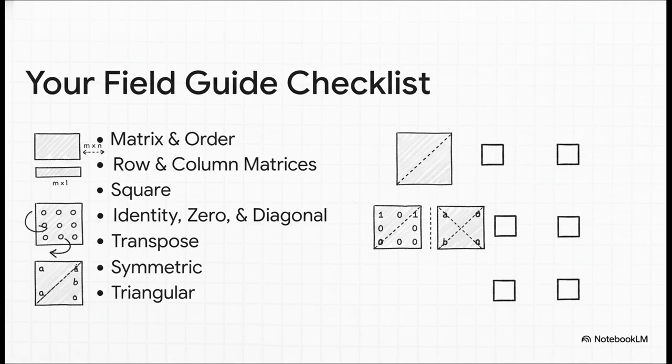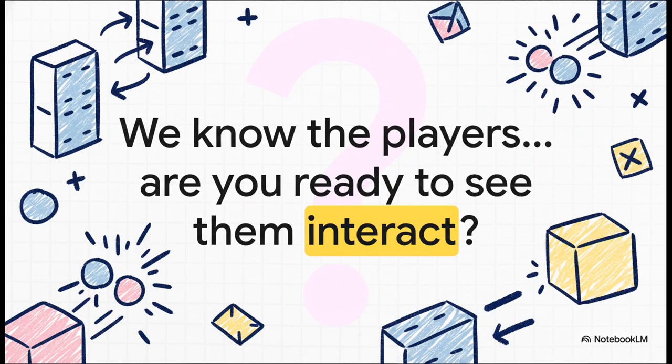And that's a wrap on our whirlwind tour of the Matrix Zoo. We've covered a ton. We now know how to read a matrix's size, how to find its entries, and we've met all the key players, row and column matrices, the super important square matrices, and all their special friends like identity, zero, and diagonal. We even learned how to flip them with the transpose and spot the symmetric and triangular ones.